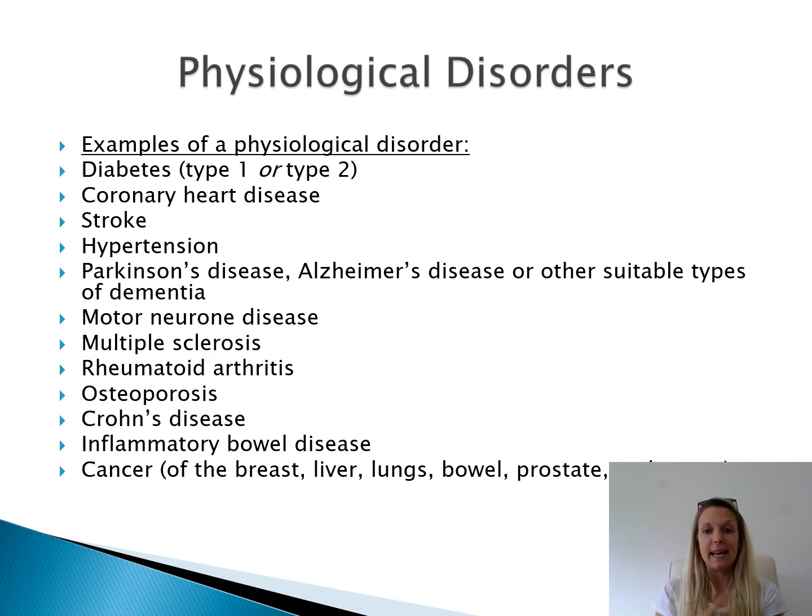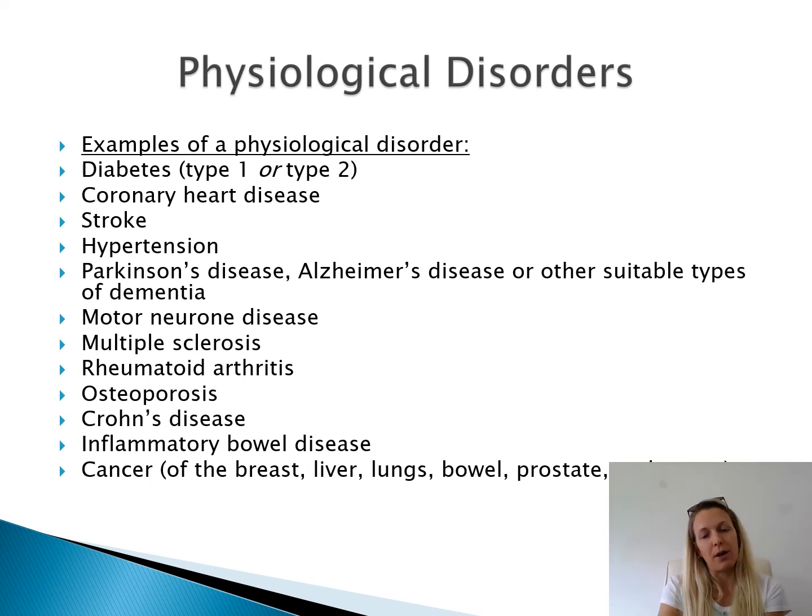Coronary heart disease, anything to do with the heart. Stroke, do I know anyone who's had a stroke? Hypertension, which is high blood pressure. Parkinson's, Alzheimer's, dementia, stuff like that. Do I know anybody who's had that? Is that what I'm going to research? So I can do some of my distinction criteria on that potentially. Motor neuron disease, multiple sclerosis, MS, rheumatoid arthritis.